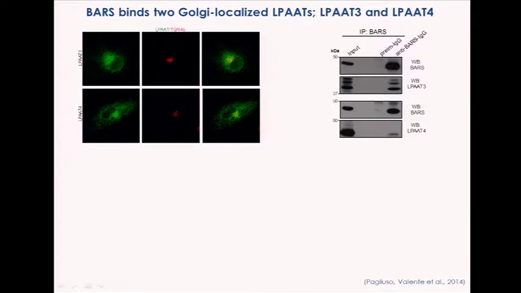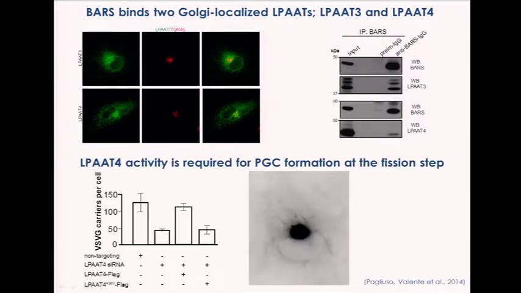So here you can see that they both localize at the Golgi. I don't know if you can see it, but okay, it's visible from here. And most interesting, both enzymes directly interact with BARS. This was done by immunoprecipitation assay. Even more important to our story was to show that the LPAT activity is necessary for this fission step I showed you before.